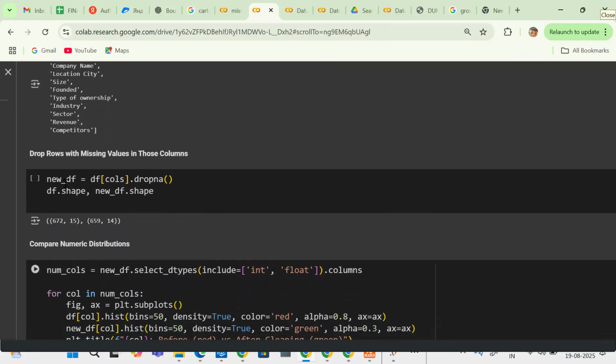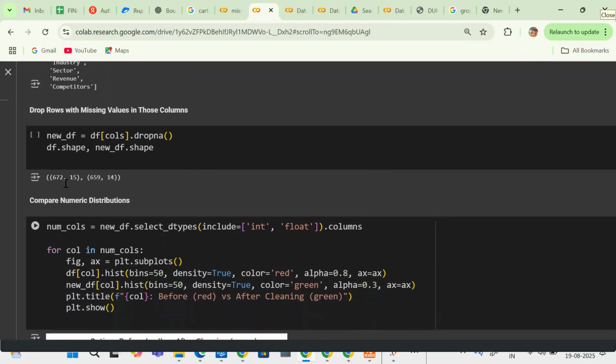Now there are two data frames: the data frame before applying CCA and the data frame after applying CCA. The one after applying CCA is the dropna result, new DF. So there are two, DF and new DF. Of course, once you drop the rows, the shape and size should differ.